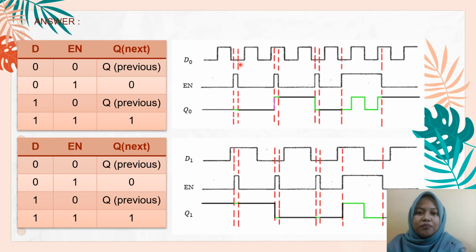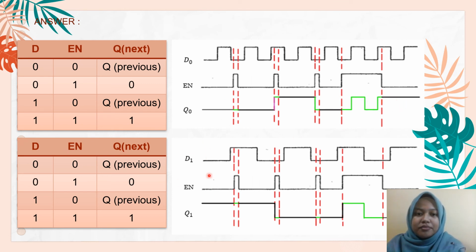For D0 and enable 1, output becomes 0. For D1 and enable 1, output becomes 1. For D0 and enable 1, output becomes 0, and for this, enable 1, D0 and output is 0. This one enable 1, output 1, D1 enable 1, output becomes 1.